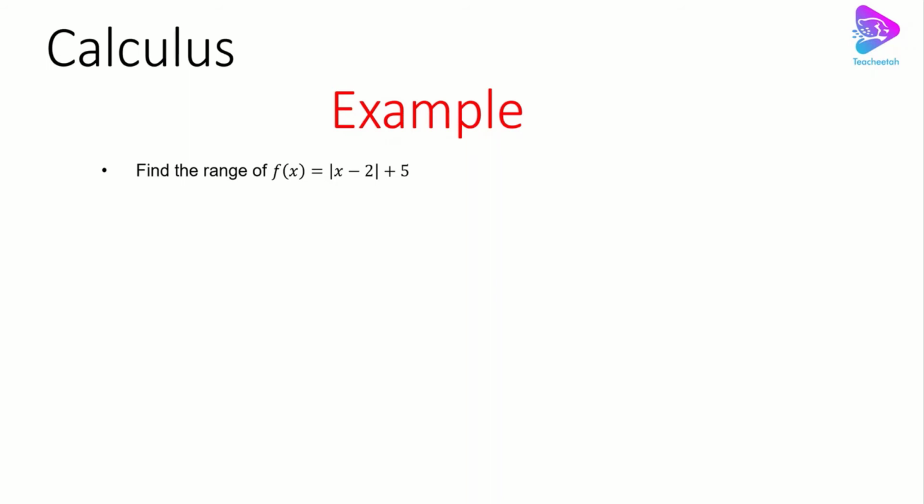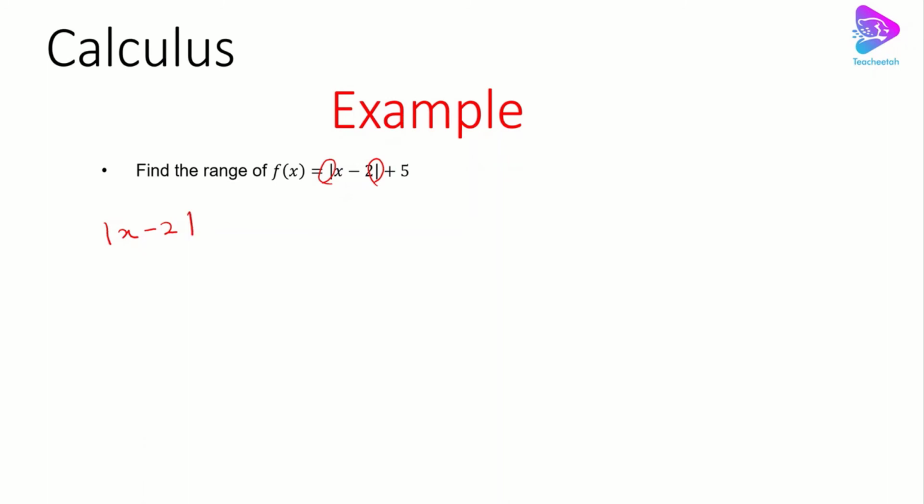So for the first example, we want to find the range of f of x equals |x - 2| + 5. So this is going to be the absolute value when we see this operator. It means that whatever we have inside this operator will result in a positive value at the end, or at least 0.